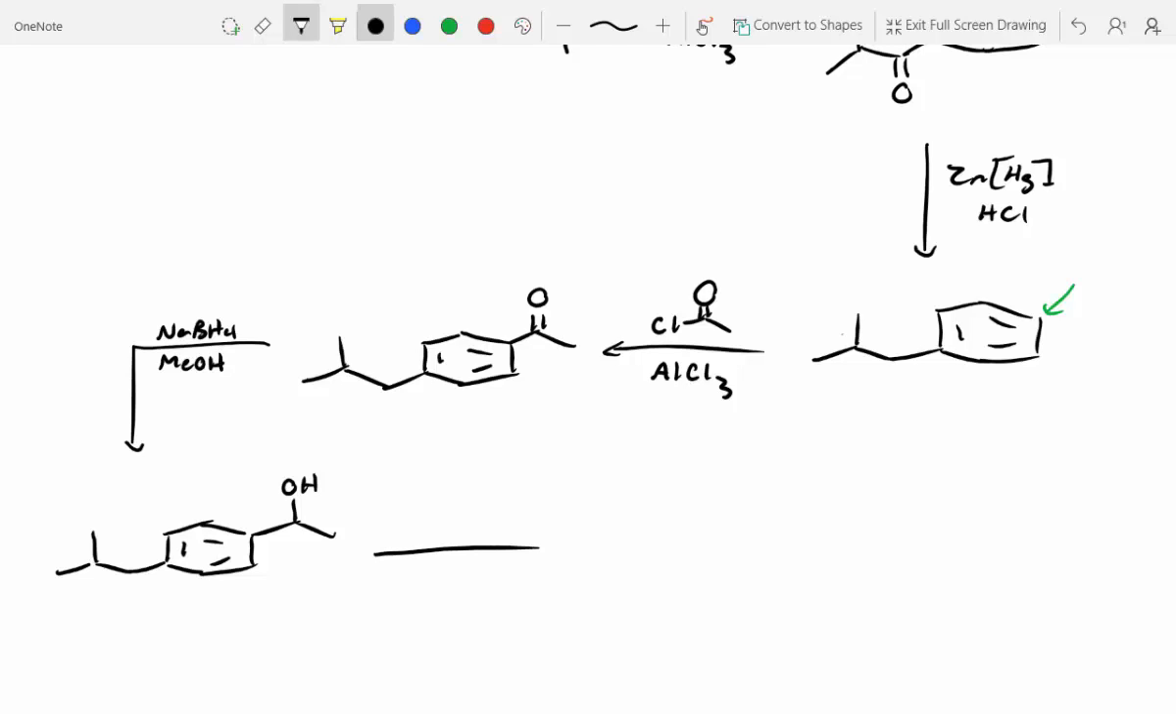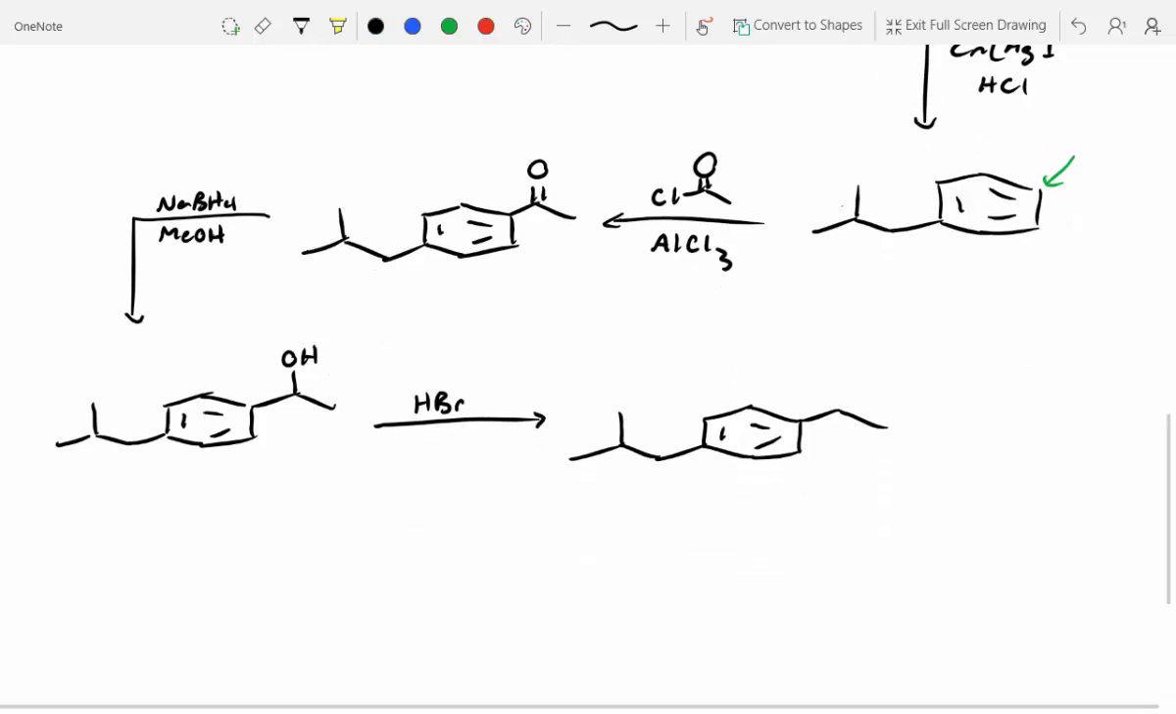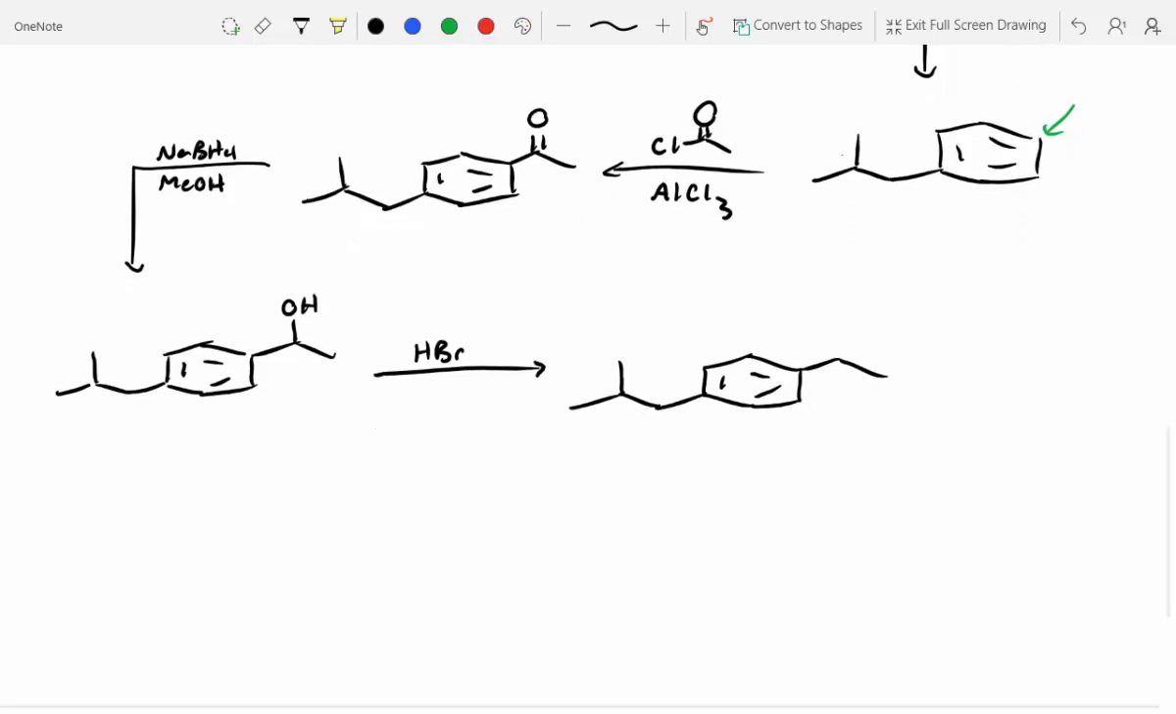Then, how could we turn that alcohol into a bromine? PBr3, or in this case, we could just use HBr, right? Because it's a benzylic carbon, so I'll just use HBr. Now we're getting really close. How can we get the last carboxylic acid group on there?